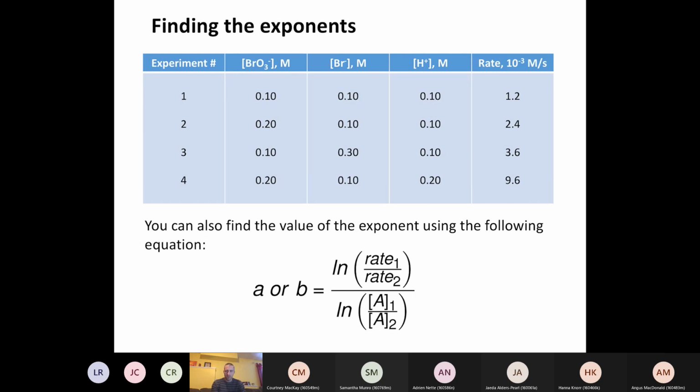But as I said before, sometimes you have these weird cases. So what you can actually do if you want to determine what the exponent is, the exponent is going to be equal to the natural log of rate 1 over rate 2 divided by the natural log of concentration 1 over concentration 2.